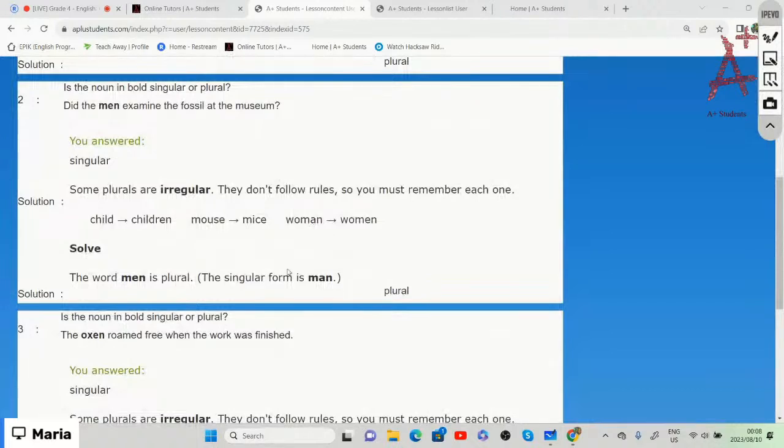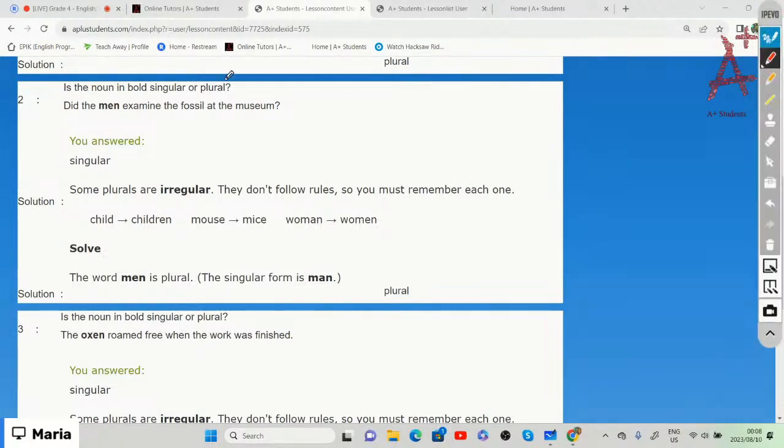We need to say, is the noun in bold either singular or is it plural? So men, did men examine the fossil at the museum? So men, right? Men is plural, shows more than one man. So men is plural, and the singular form of the word men is man, right? So men is plural, and the singular form of men is man.